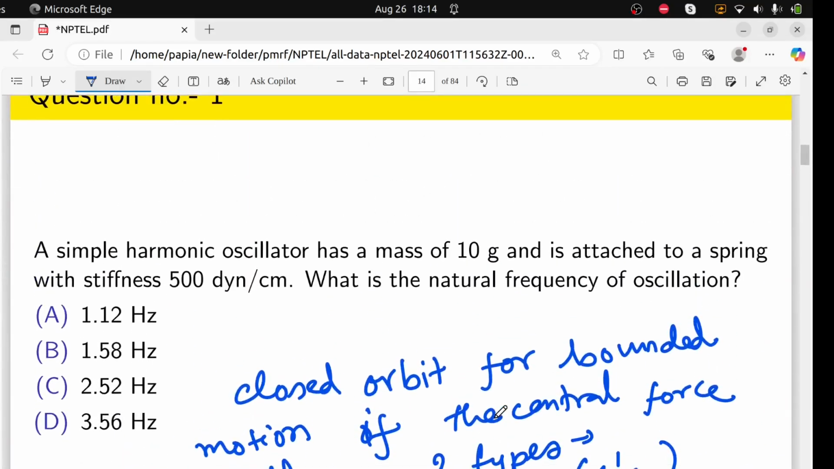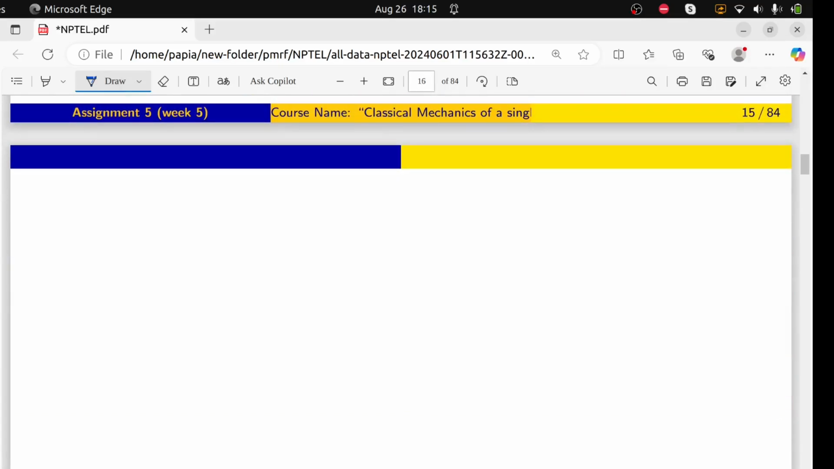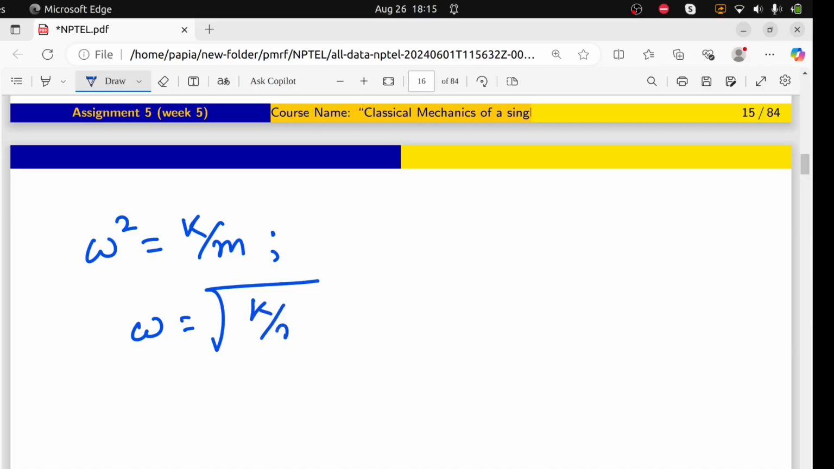Okay, so what the question was telling: a simple harmonic oscillator has a mass of 10 gram, attached to a spring with stiffness, that means k, given as 500 dyne per centimeter. What is the natural frequency of oscillation? Okay, so we know that omega squared equals k by m, and omega is root over k by m.